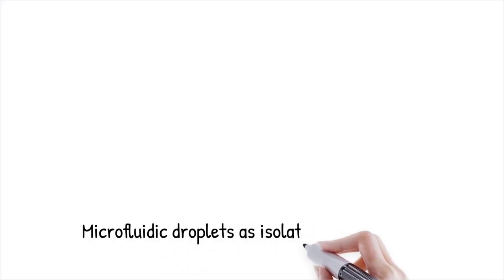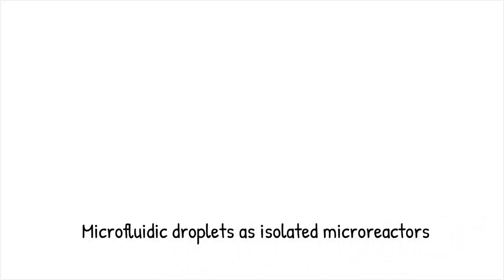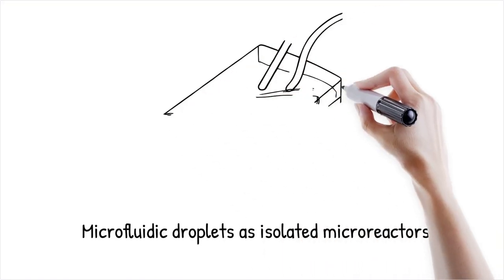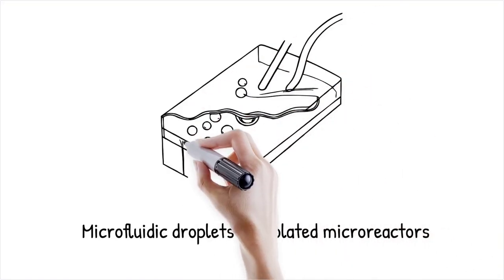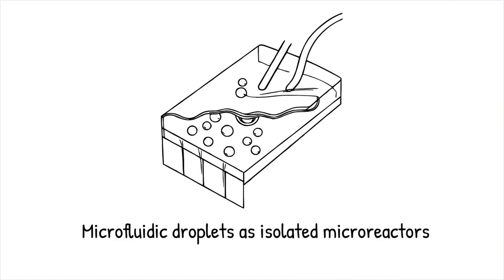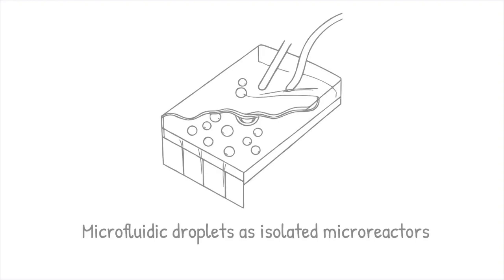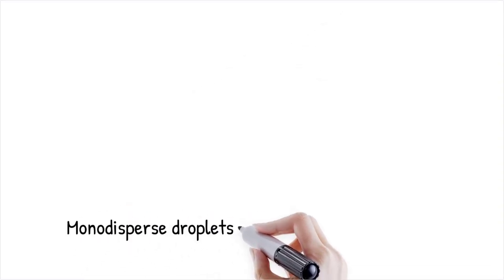Microfluidic droplet systems generate discrete volumes of fluid within immiscible carrier fluids, typically oil and water phases. These droplets act as isolated microreactors, preventing cross-contamination and enabling high-throughput analysis. Surface tension, flow rates, and microchannel geometry govern droplet size and stability. The ability to produce monodispersed droplets underlies many analytical and synthetic applications.